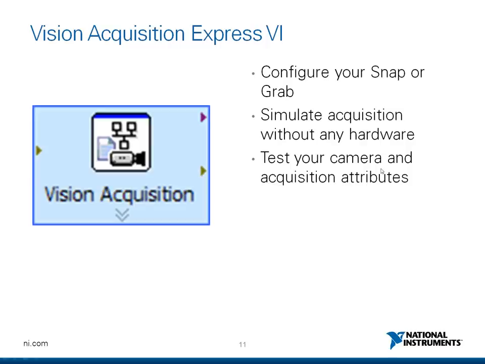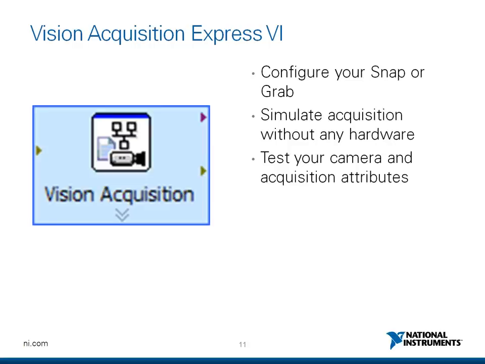The Vision Acquisition ExpressVI lets you configure your snap or grab, simulate the acquisition without any hardware, and test your camera and acquisition attributes. Basically, this Vision Acquisition is a way of acquiring the image by using a configurable dialog box setup ExpressVI. In this ExpressVI, you can configure a snap, and you can configure a grab as well.